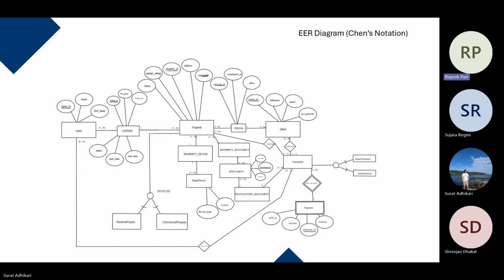So this is our EER model. We can see how property is generalized into residential and commercial, and transaction is generalized into sale and rental. We model weak and associative entities as well. For example, payment is fully dependent on transaction, and entities like listing, viewing, and property device resolve many-to-many relationships.